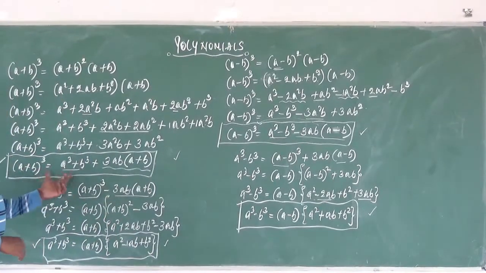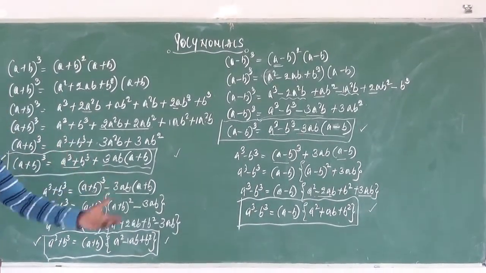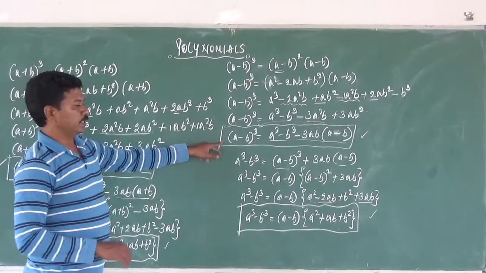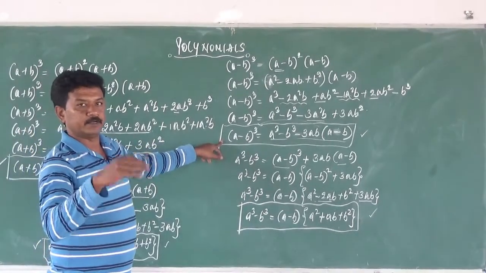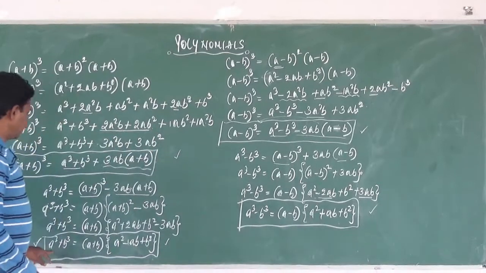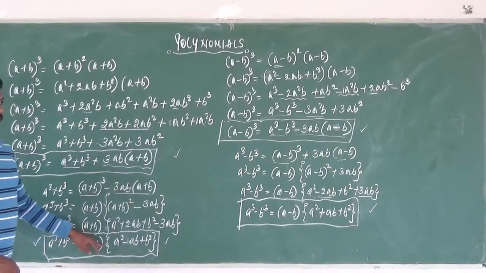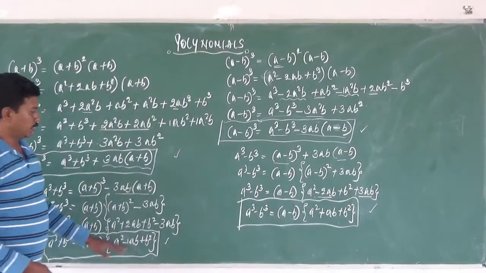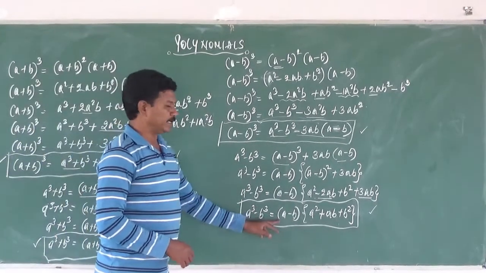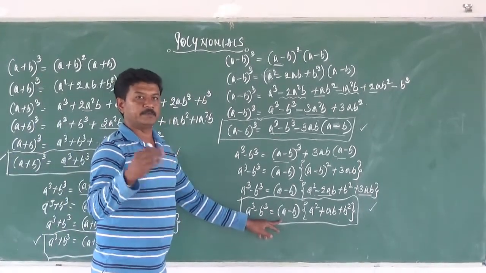So a plus b whole cube is a cube plus b cube plus 3ab into a plus b, and a minus b whole cube is a cube minus b cube minus 3ab into a minus b. And for a cube plus b cube, it is a plus b into a square minus ab plus b square, and a cube minus b cube is a minus b into a square plus ab plus b square.